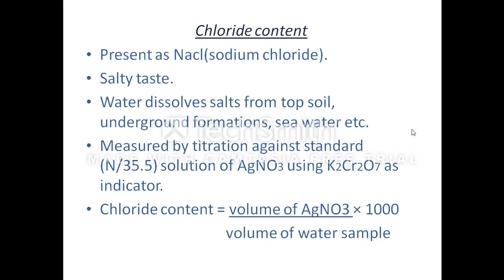So, how to measure the chloride concentration of water? It's measured simply by titration. The water sample is titrated against a standard silver nitrate solution of N/35.5 with potassium chromate used as an indicator. The silver reacts with chlorides and forms silver chloride. And the silver chloride then reacts with potassium chromate and forms silver chromate. So the chloride content can be obtained from the relation: the chloride content is equal to volume of AgNO3 used in the titration divided by the volume of water sample into 1000. The volumes are taken in ml.